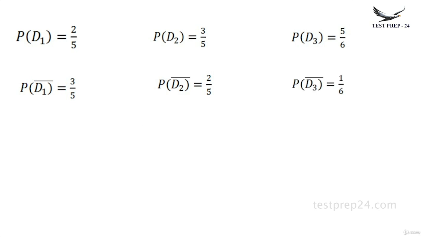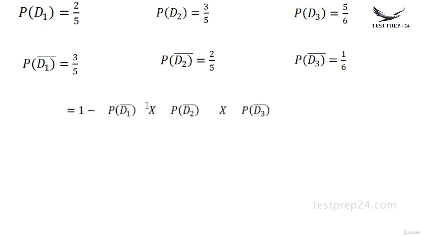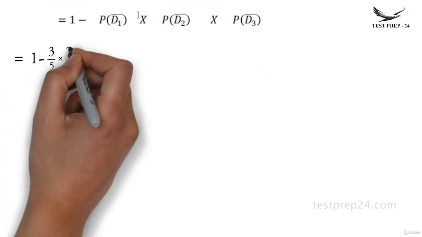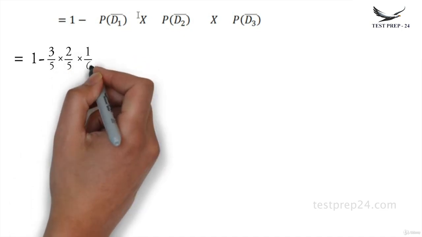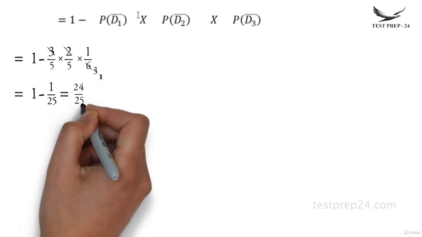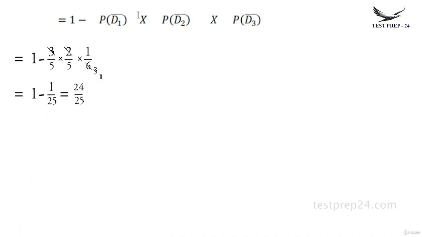So here it is 1 minus the probability of no rain on first day, no rain on second day, and no rain on third day. Whenever you use the word and, you have to go for multiplication. So it is 1 minus 3 by 5 into 2 by 5 into 1 by 6, which equals 1 minus 1 by 25, which equals 24 by 25. Now we'll come to different types of events or happenings in probability.